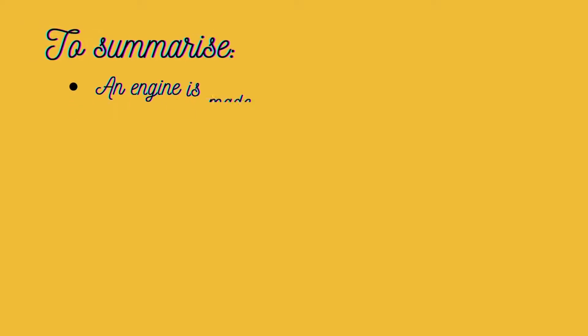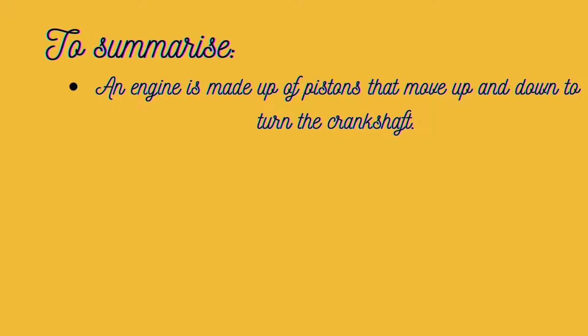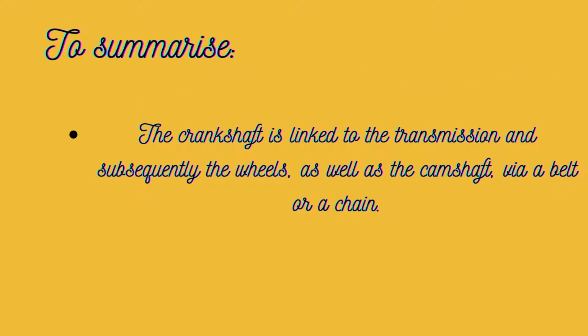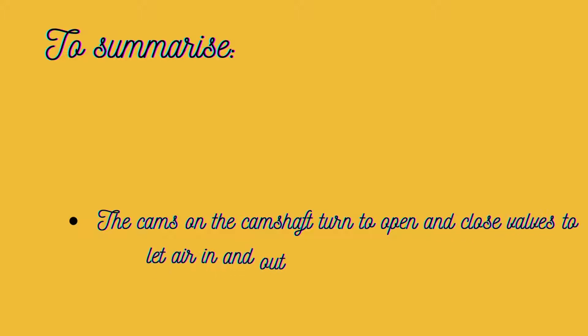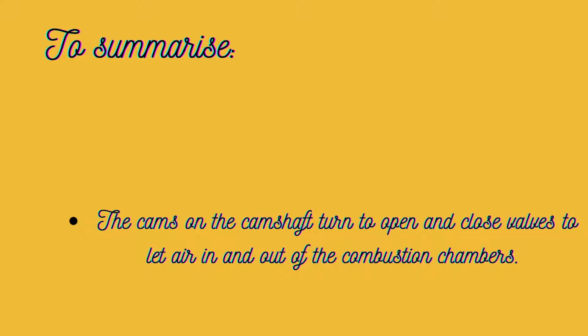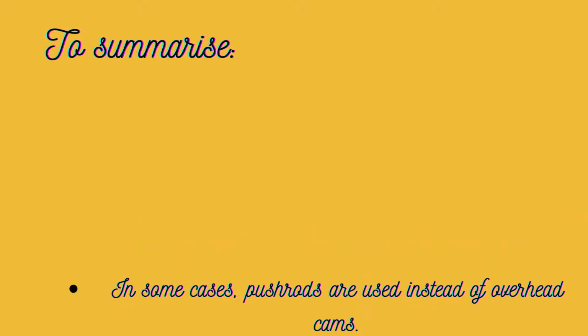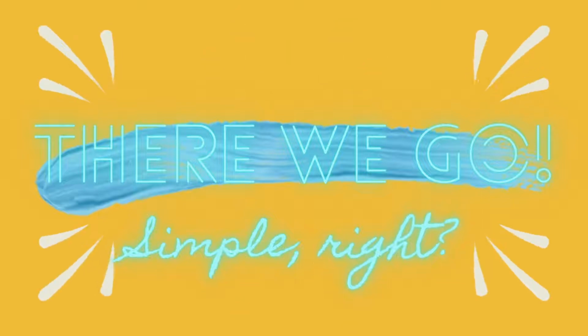So let's summarize. An engine is made up of pistons that move up and down to turn the crankshaft. Then, the crankshaft is linked to the transmission and subsequently the wheels, as well as the camshaft via a belt or a chain. Then, the cams on the camshaft turn to open and close valves to let air in and out of the combustion chambers. And lastly, in some cases, push rods are used instead of overhead cams. Right? So that's it. That's really it.